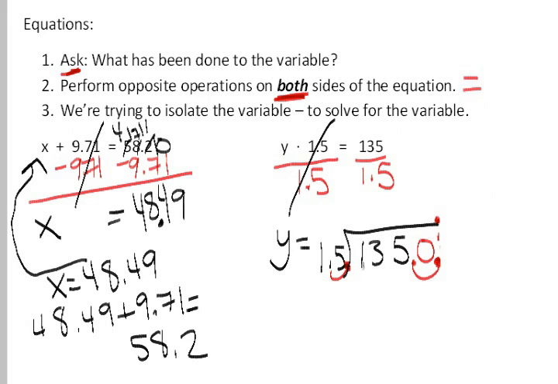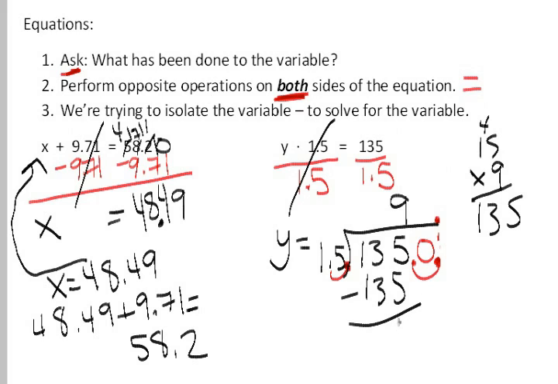15 doesn't go into 1, but 15 goes into 135 9 times. 15 times 9 is 135. Subtract, and we have nothing left. Then we bring down the next digit. 15 goes into 0 times. So we find out that our answer is y equals 90.